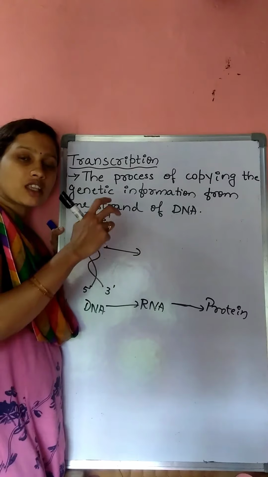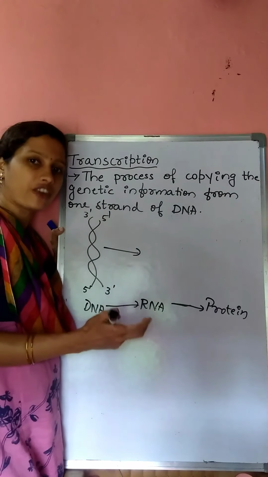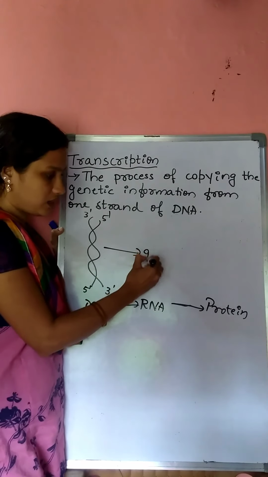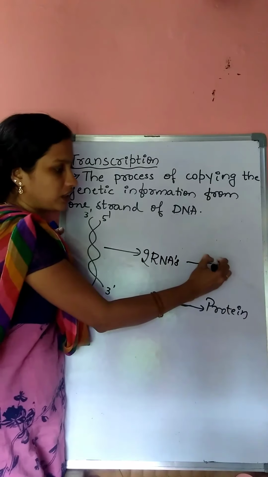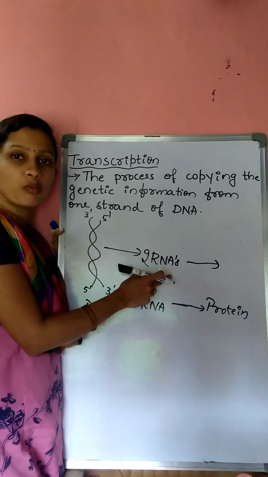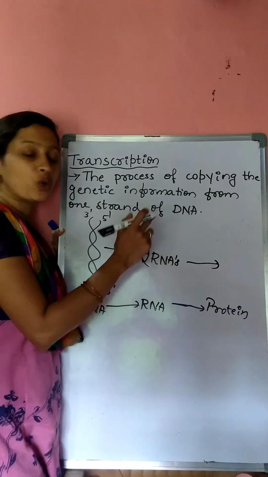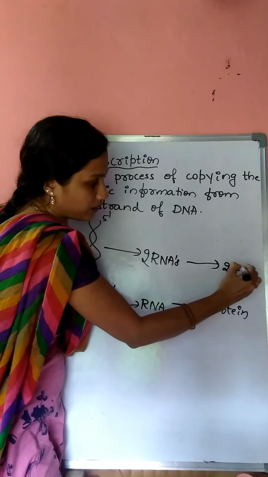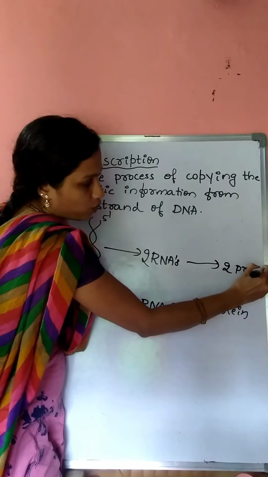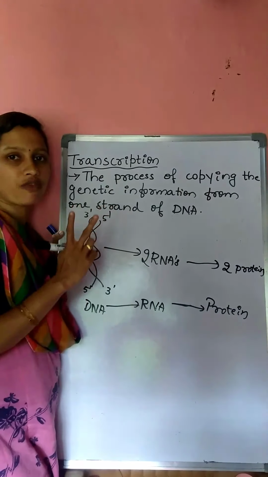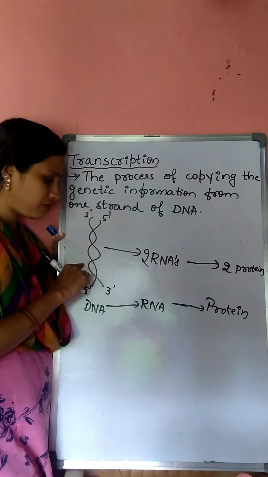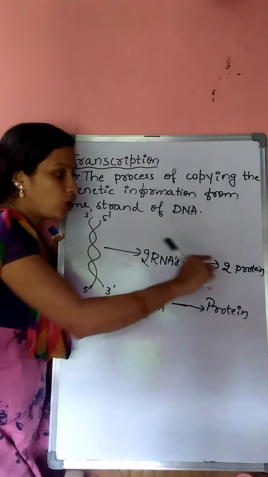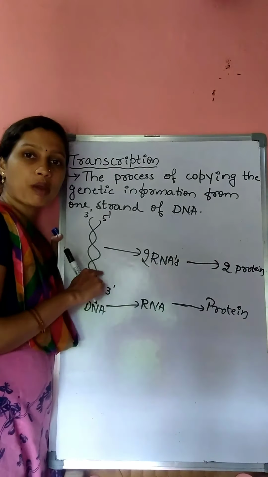If the sequences of nucleotides are different in the two RNAs, then these two RNAs may code for two different types of protein. That means for one genetic information present in the DNA, two types of proteins may be produced.